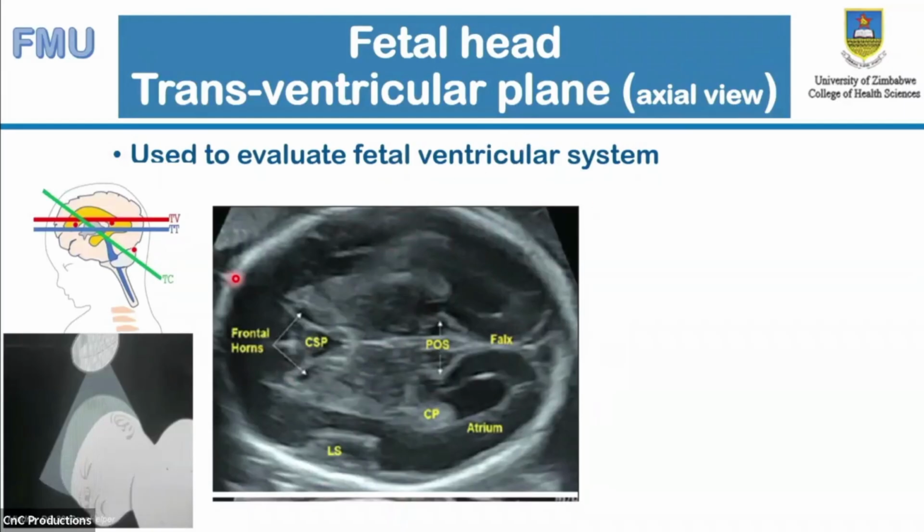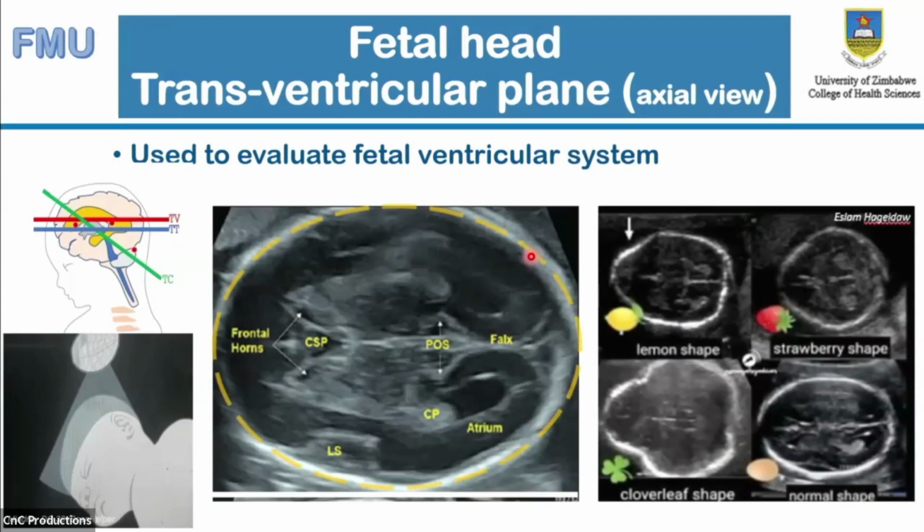So the head should be oval shaped, and there are several abnormal head shapes that you can see that are associated with a lot of different pathologies. As shown in this image, this is a lemon head shape, which is associated with spina bifida. This is a strawberry head shape, which is associated with trisomy 18, and this is a cloverleaf head shape, which might be associated with pathologies like thanatophoric skeletal dysplasia.